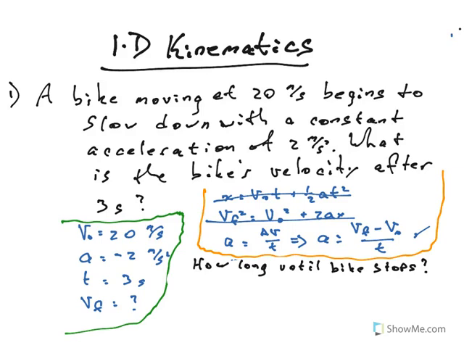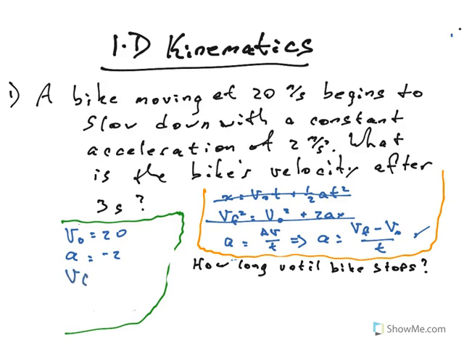let me rewrite the stuff that's given and the stuff I'm looking for, because now that's different. So now what do I know? I start at 20, so V naught is still 20. I have an acceleration of slowing down, -2. Now I'm being told the bike is going to stop, so I know the final velocity is 0, and I want to know how long this takes.